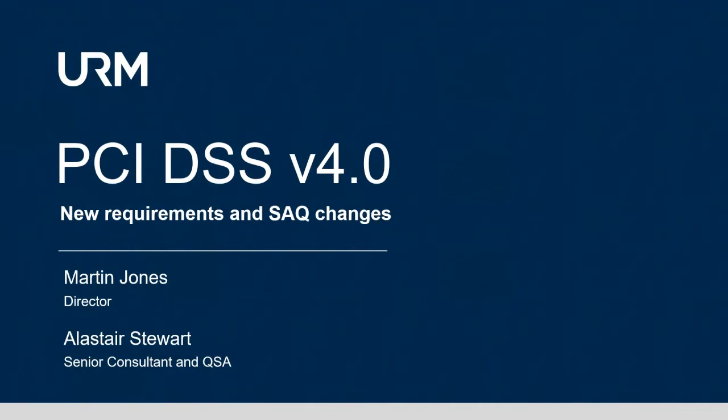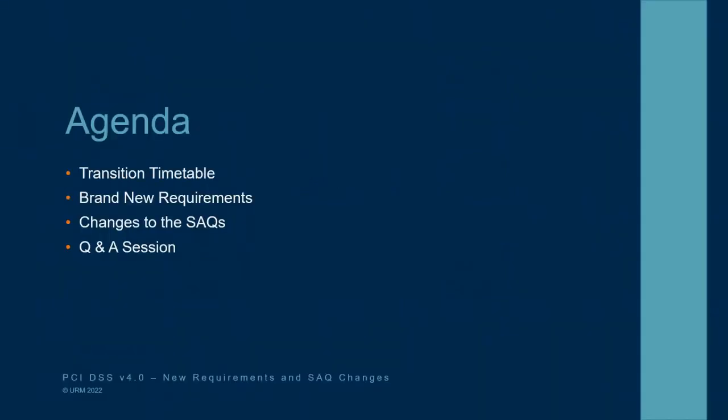We're just going to look at the agenda for today. Before we look at the new requirements, we're going to start with a transition timetable, where we're going to look at when we need to meet the different requirements. Following on from the transition timetable, we're going to be looking at the brand new requirements. And this is the main part of our webinar. We'll be honing in on some of the brand new requirements that have not featured in previous versions of the standard. And Alistair will provide insights into the objectives of those requirements and, most importantly, how best to meet those requirements.